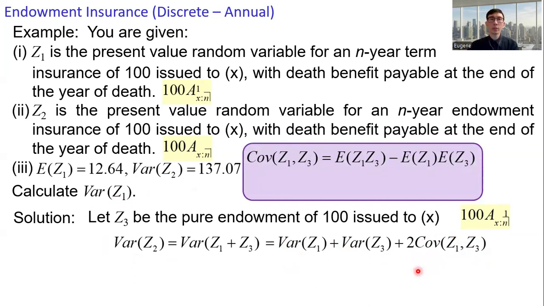For the covariance of Z1 and Z3, we get the first term on the right-hand side, the expected value of Z1 times Z3. Recall the PMF between the n-year term insurance and the pure endowment: Z1 times Z3 is 0, which gives the remaining term, minus the expected value of Z1 times the expected value of Z3.